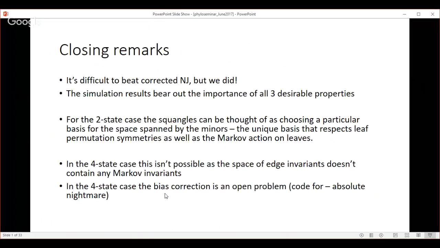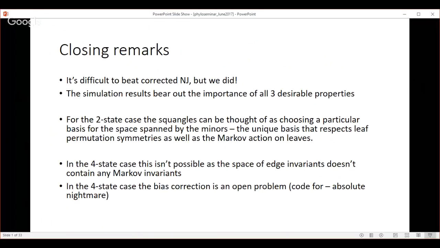Obviously, it'd be nice to be able to get a bias correction in the four-state case, given that it really looked like it helped, but we can't work out how to do this. So that's an open problem if anyone wants to have a think about that. I've said here it's special code for an absolute nightmare. It looks like your polynomials would just get unbelievably huge.